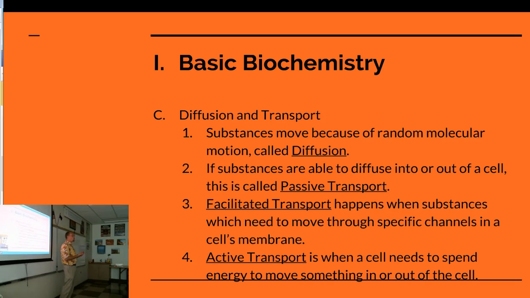Your cells have a membrane around them that allows certain molecules to pass through just fine, no problem at all. And certain molecules can't. And so if something can just diffuse through the cell, then it's called passive transport, and it just cruises right in there. Okay? Water can go right into and out of cells with no trouble at all. So water goes into and out of cells through passive transport. Diffusion only, that's all that it takes.